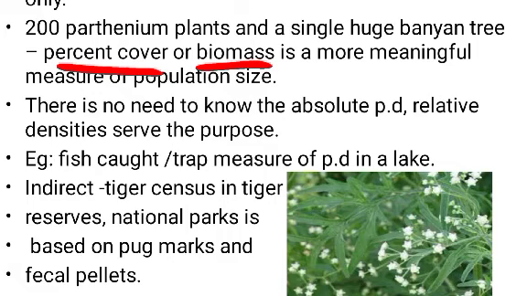So one we have seen is the number. Another is percent cover or biomass. Biomass means the organic matter, the living matter present in the body of that organism. Here we are talking about the plant, isn't it? So it is the amount of living matter present in the plant, that is Parthenium or the banyan tree. Based on that we can measure the population size.